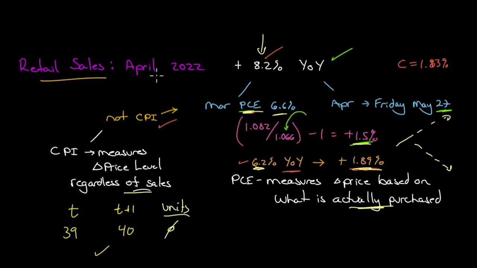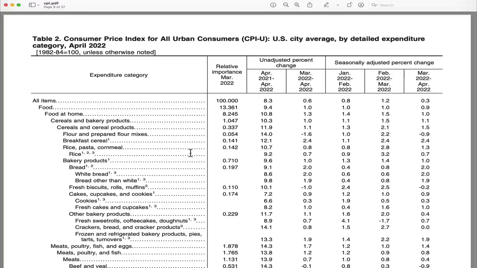Once we're done with that, let's look at Target and Walmart and what they said, and let's see if it lines up with what we see on the CPI and what we see in retail sales. Let's start with the CPI report.